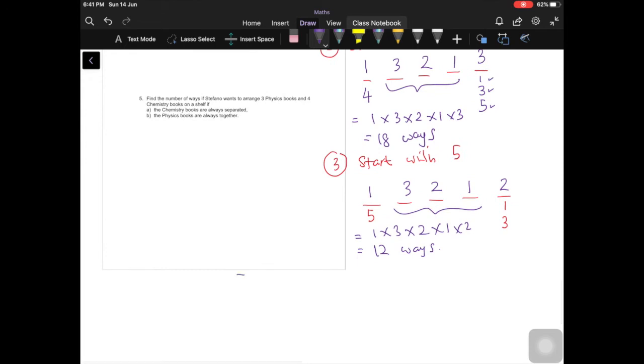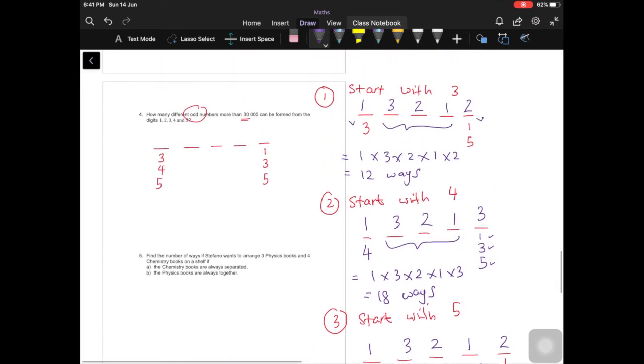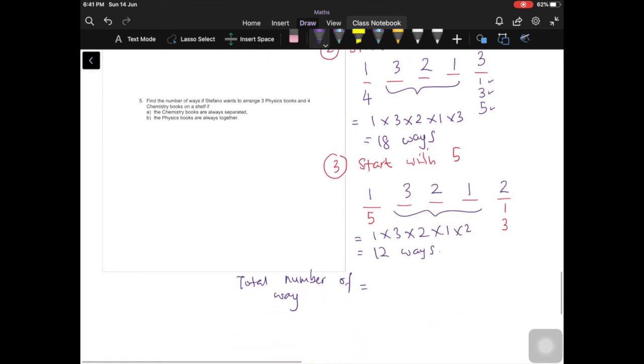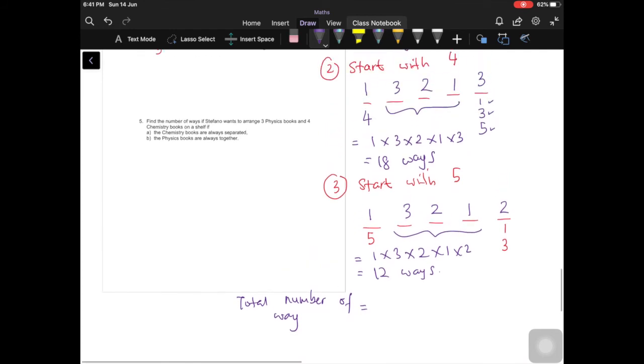So the total number of ways to arrange odd numbers more than 30,000 from the digits 1, 2, 3, 4 and 5 is 12 ways plus 18 ways plus 12 ways. That gives us the answer of 42 ways. So that is how to solve the first question.